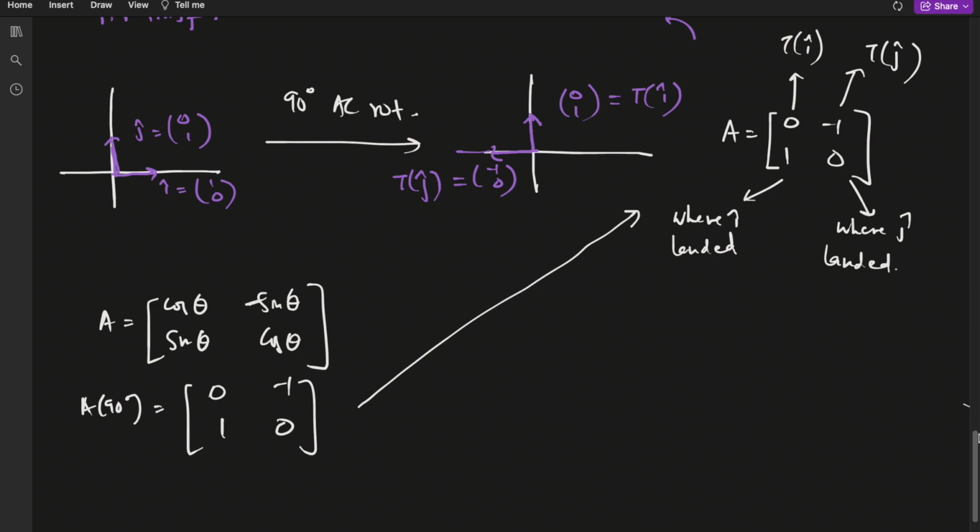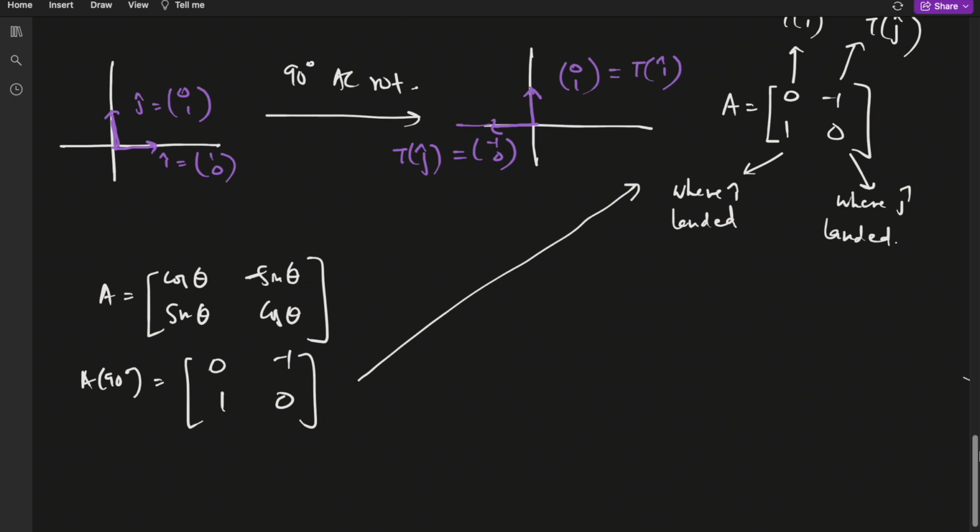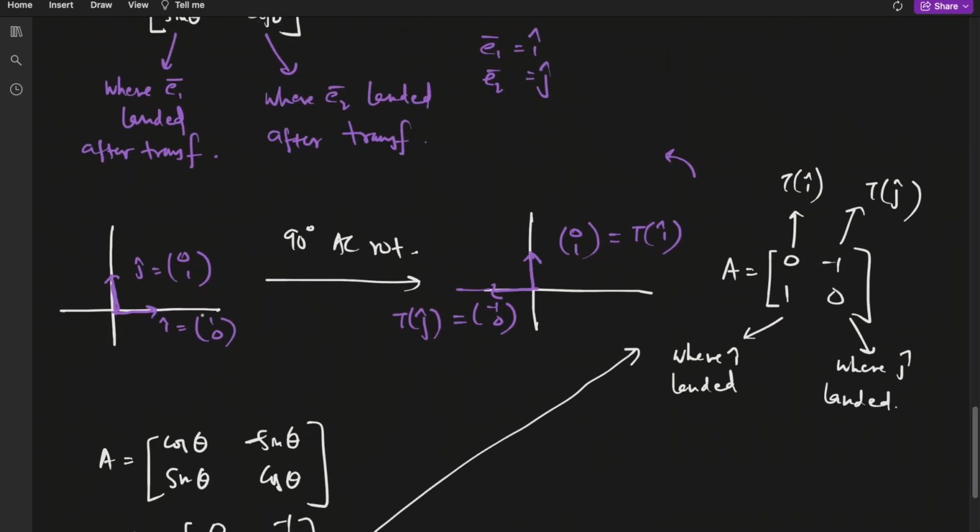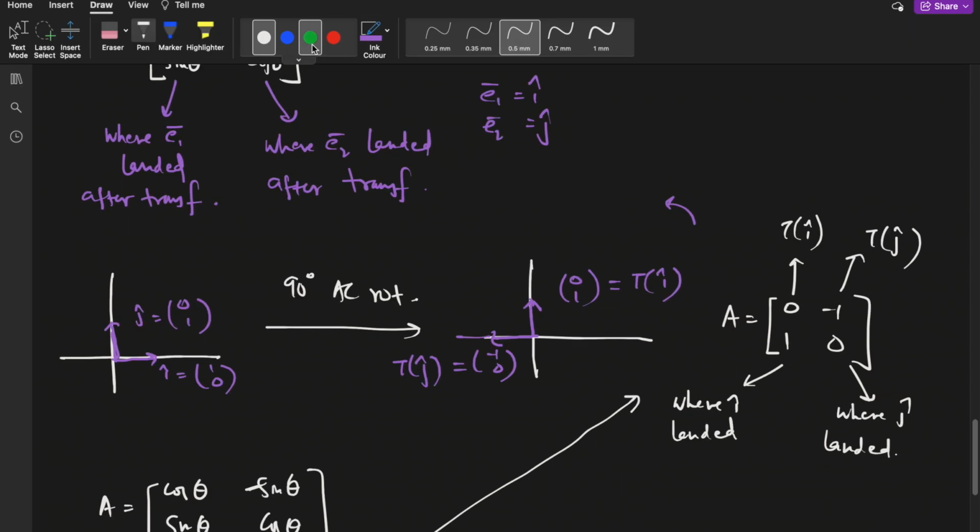And why is this important? Why is this matrix representation important to us? Because if now I give you any random vector, let us suppose I give you this vector, which is v. All right, let's draw it somewhere else. Let us suppose I give you this vector v, and now I ask where it landed.